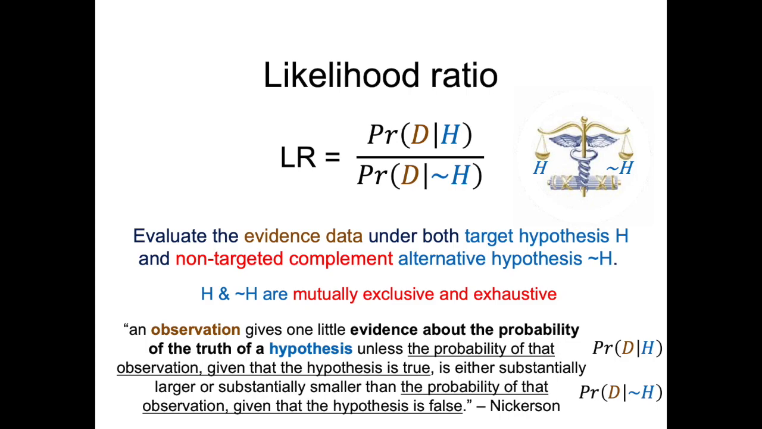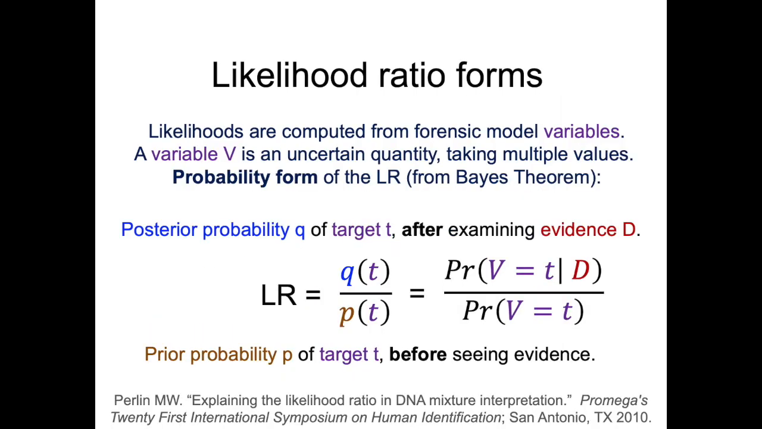He wrote that an observation gives one little evidence about the probability of the truth of a hypothesis, unless the probability of that observation, given that the hypothesis is true, that is the likelihood, is either substantially larger or substantially smaller than the probability of that observation, given that the hypothesis is false, the likelihood of the alternative hypothesis.